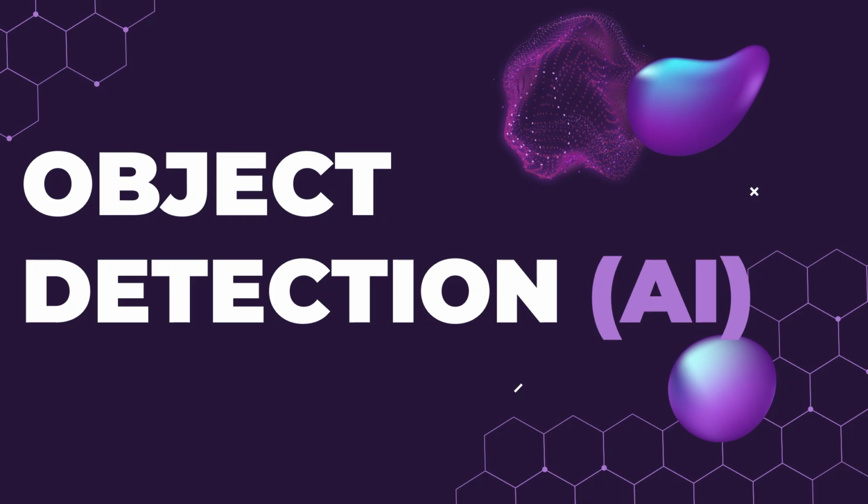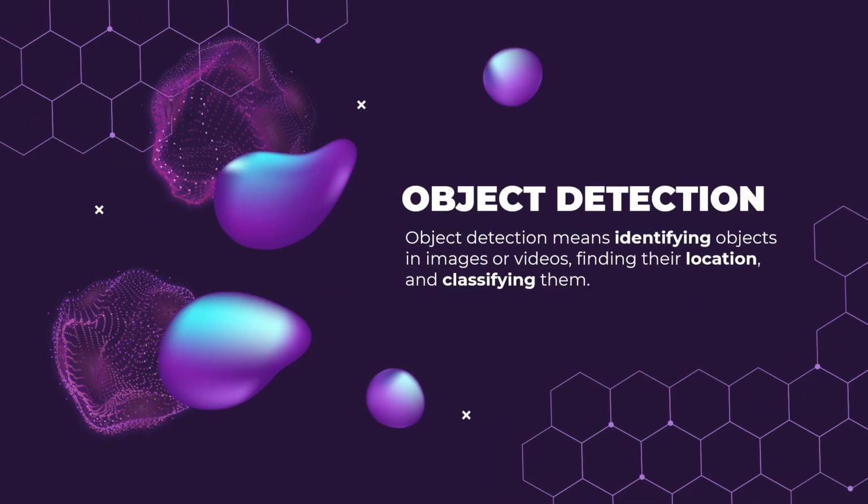Okay, so let's begin. Here is a brief definition of object detection. Object detection means identifying objects in images or video, finding the location, and classifying them. Basically, an object detection model does three things: first, identifying the object in the image; second, localizing the position of the object in the image; third, classifying that object. What type of object is that?